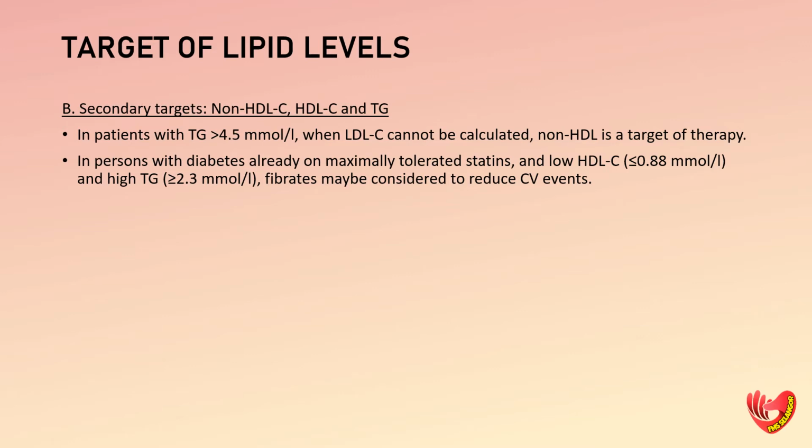Patients with TG more than 4.5, when LDL-C cannot be calculated, non-HDL-C becomes the target of therapy. Diabetic patients already on maximum tolerated statins and having low HDL and high TG greater than 2.3, fibrates may be considered to reduce the CV events.